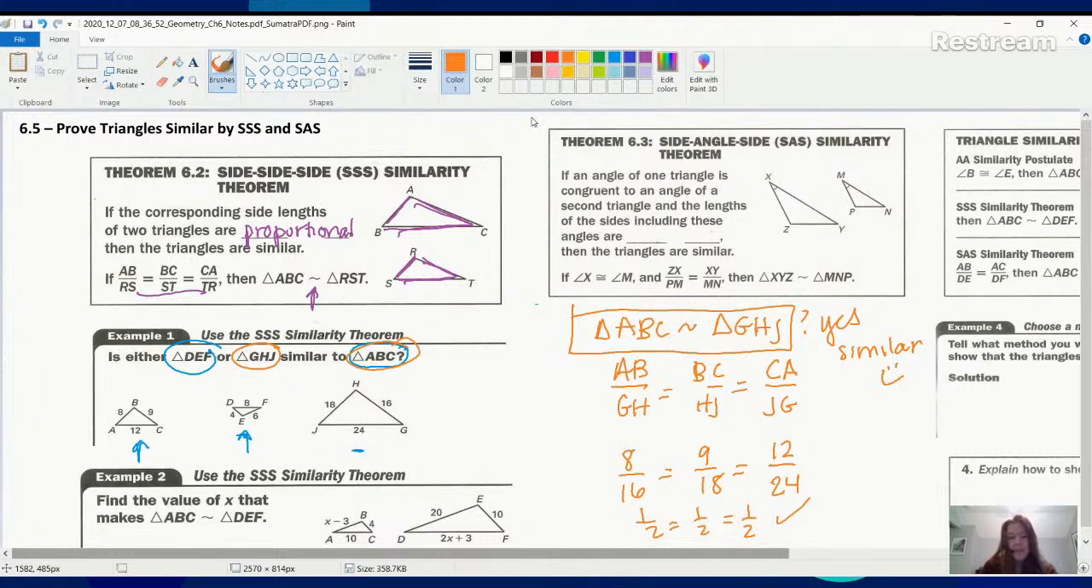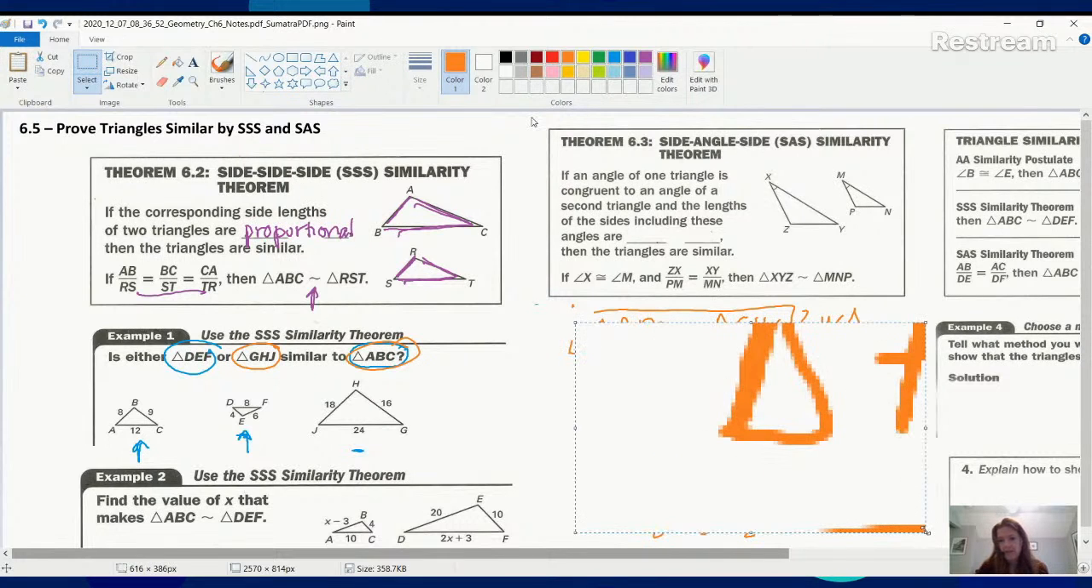All right. So that's how you do it. Not too hard. You don't have to check the angles. You just have to check the similarity statement for a triangle. So another way that we could do this is to use the side-side-side similarity theorem. Because remember, it's a postulate for congruency.